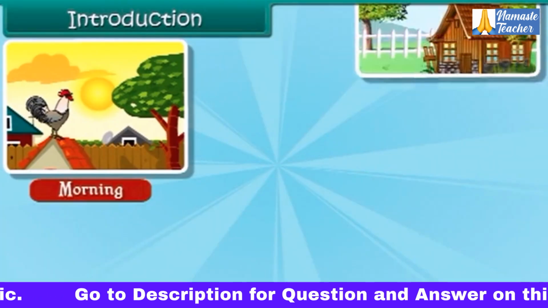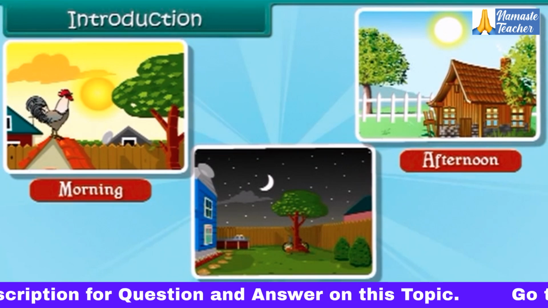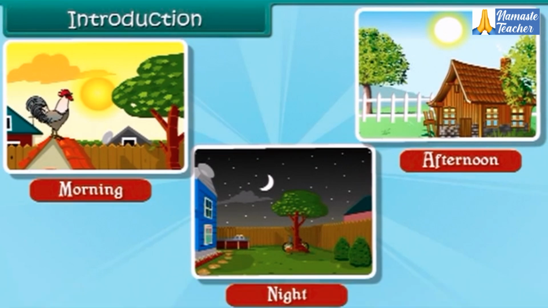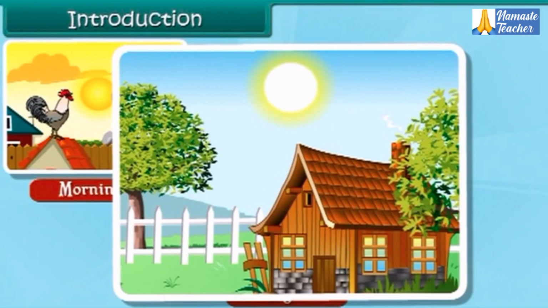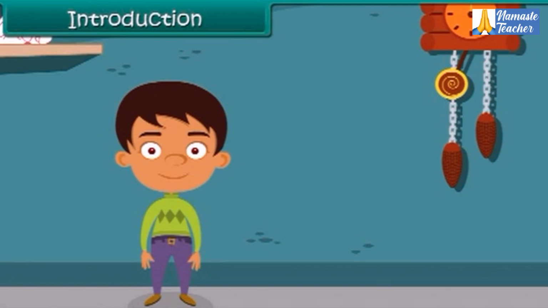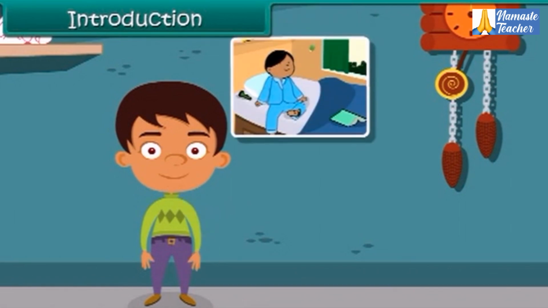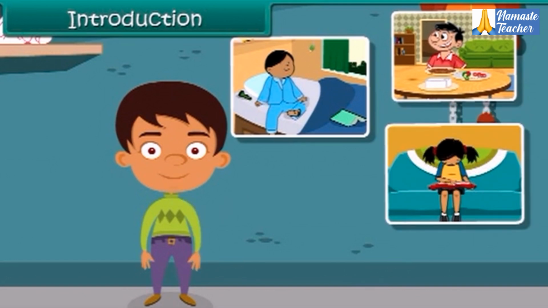Introduction. Look at the three pictures. These pictures show different times of a day. It is morning time. It is afternoon time. It is night time. We do things according to time. We get up in the morning, eat our lunch in the afternoon, and study at night.